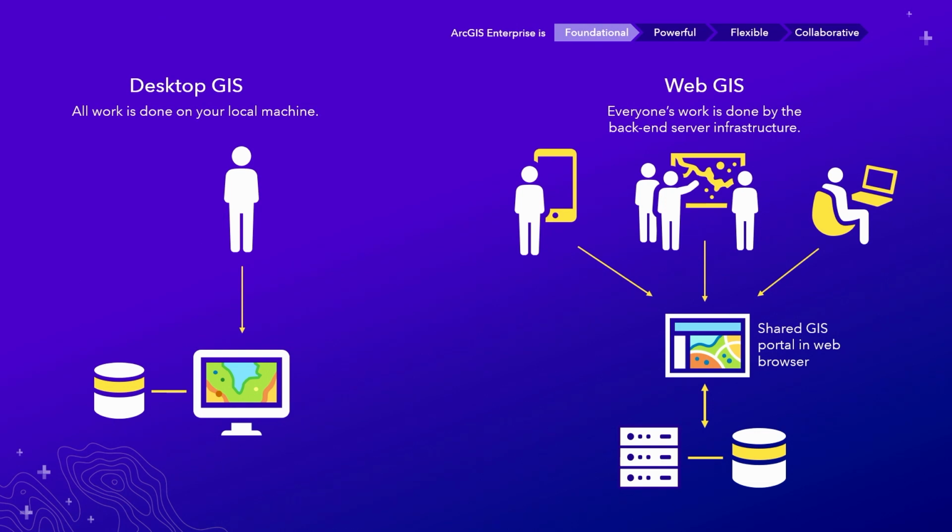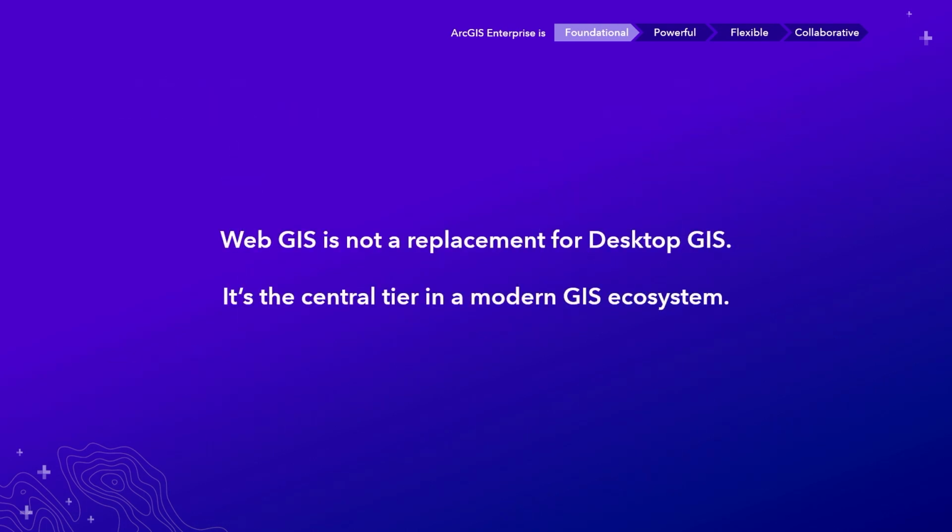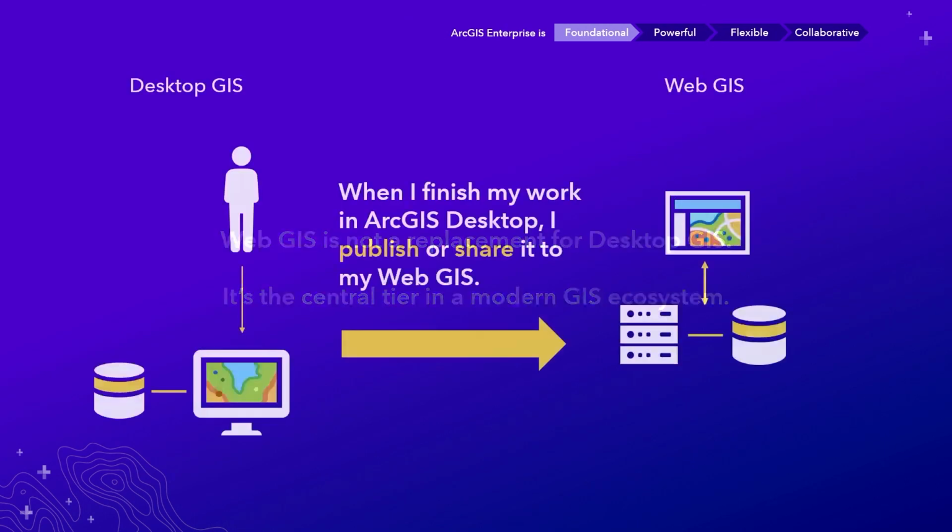With that, you're not simply limited by your own machine. Even if you're working on a phone or a tablet, you can still access really advanced work because that processing is often done on the server side. A common misconception is that Web GIS is a replacement or a step up from desktop GIS, and that's not true. We like to think of it as the central tier in a modern GIS ecosystem. That means it isn't simply that you're moving from ArcGIS Pro or ArcMap to using the map viewer. Instead, it's the next step in a process.